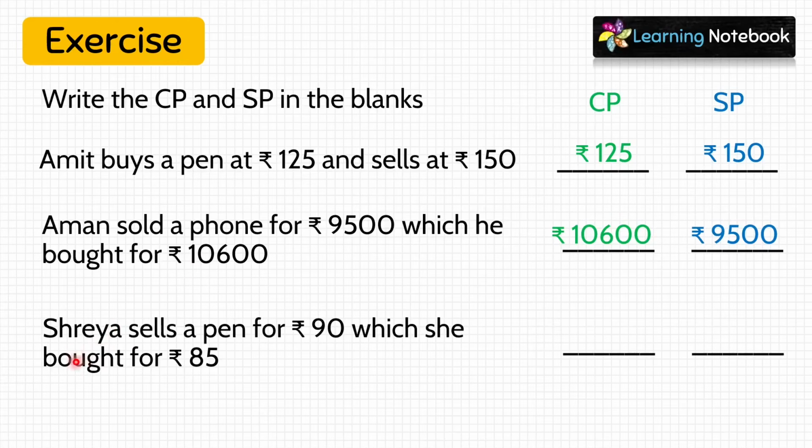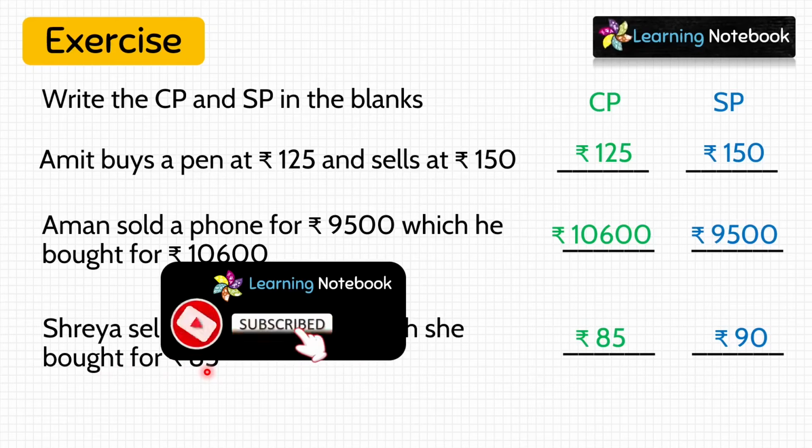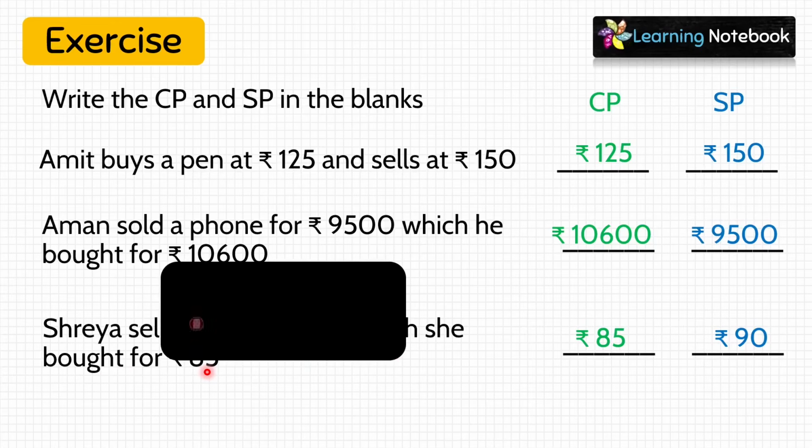Now the third statement is Shreya sells a pen for rupees 90, which she bought for rupees 85. Now here Shreya is selling the pen for rupees 90. So this is the selling price. And she bought this pen for rupees 85. So 85 rupees is the cost price. So this is how we can identify cost price and selling price.